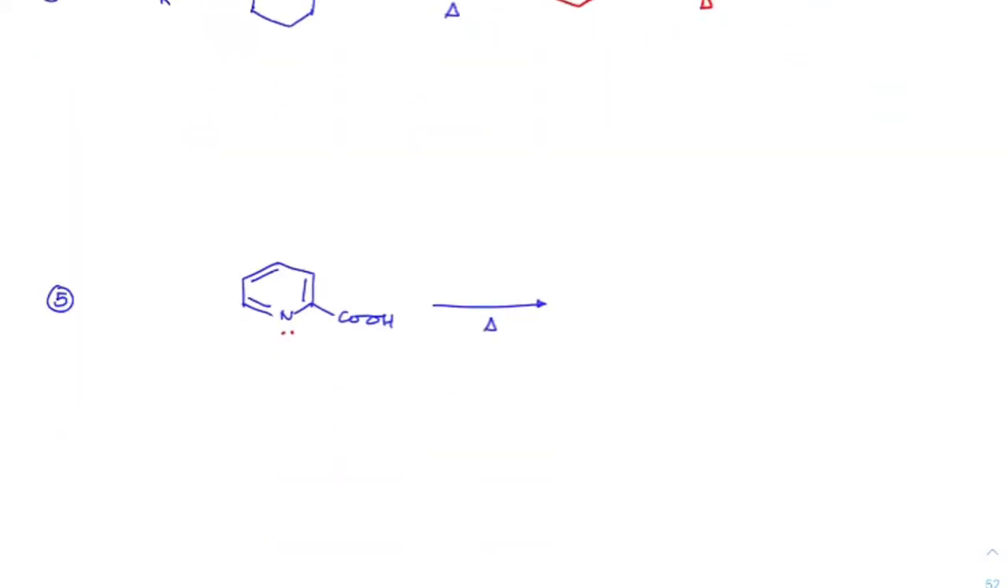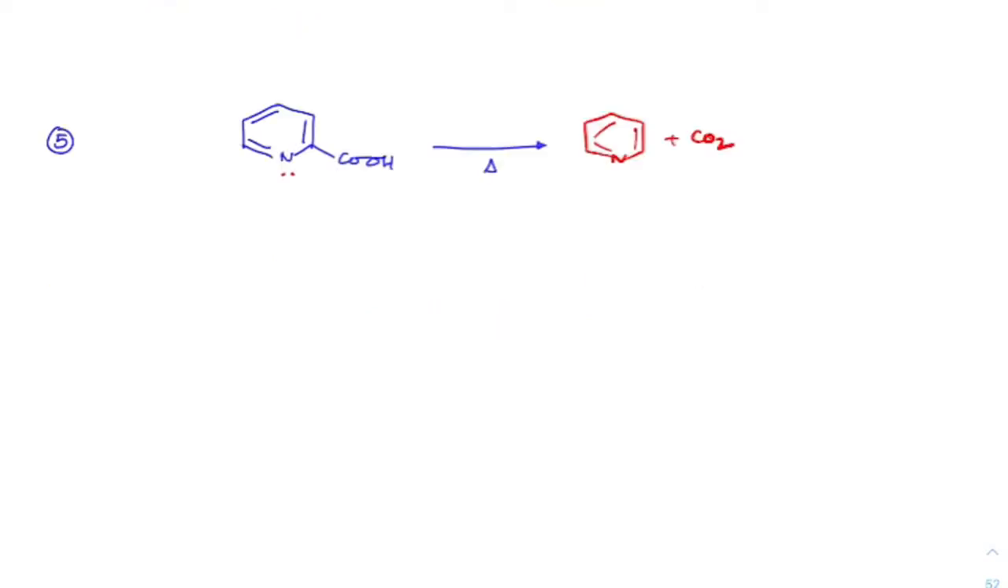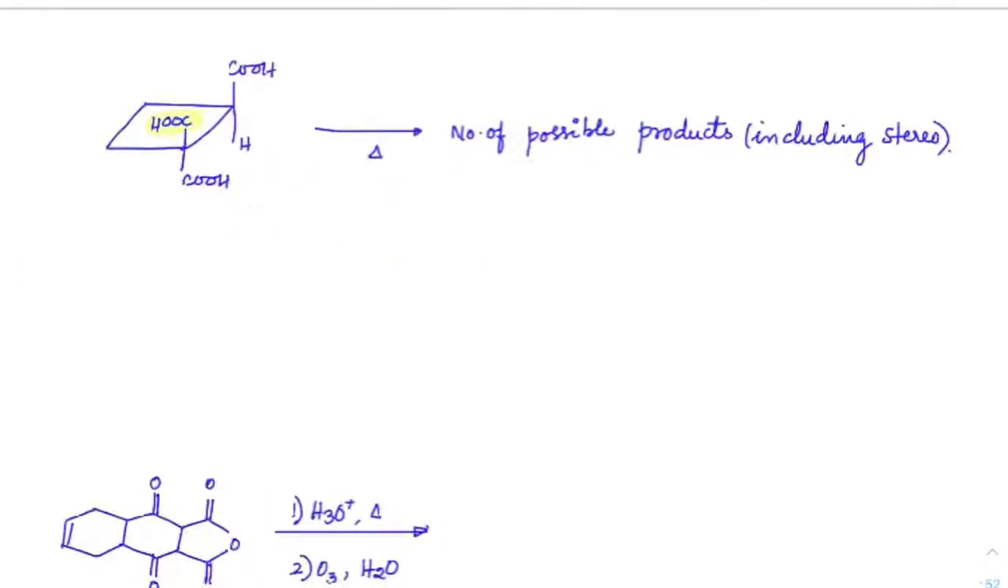Next, we have seen this at the alpha position with respect to amide, with respect to pyridine. We will see that CO2 will come out of it, right? This we have seen in the class already. Next, this is an interesting case.